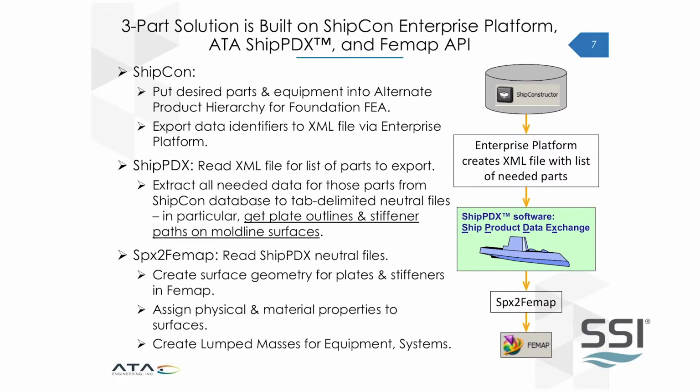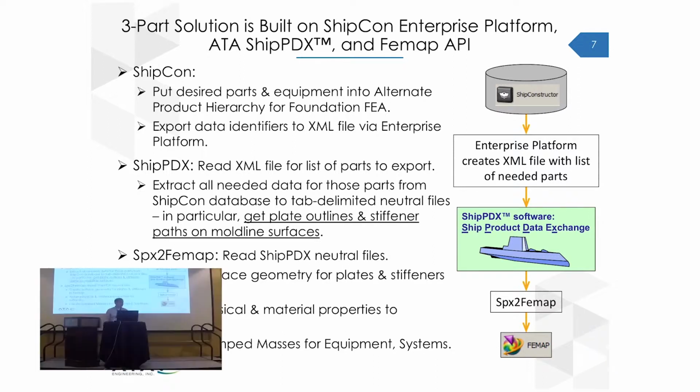So this is Ship Product Data Exchange. And what this does is it reads those XML files, it gets those unique identifiers for all those parts, and then it queries the ShipConstructor database directly. So it goes in and it finds all the information about the polylines, about all the parts, all the stocks, all the systems, basically querying everything out of the database, and it puts it in what we call these neutral files. This is that tab limited file. It's human readable, it's easy to parse. It basically contains all the information of what you're trying to analyze.